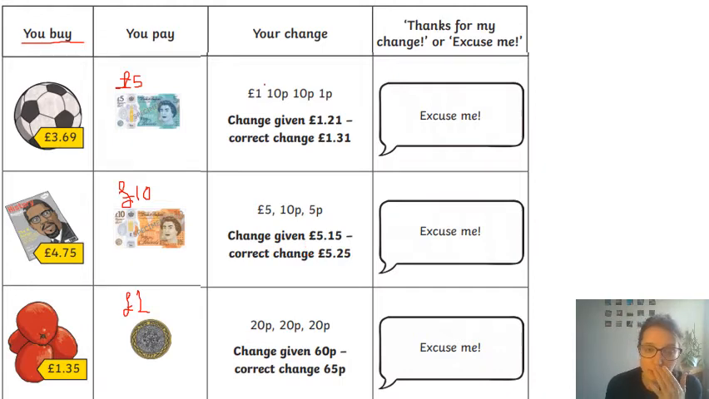They gave you £1.21, but they should have given you £1.31. This one they gave you £5.15, but they should have given you £5.25. And this one they gave you 60p, but they should have given you 65 pence. So well done if you managed to spot that they'd given you the wrong amount. An extra point if you managed to work out how much they should have given you.